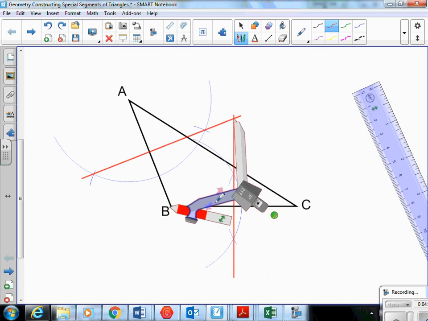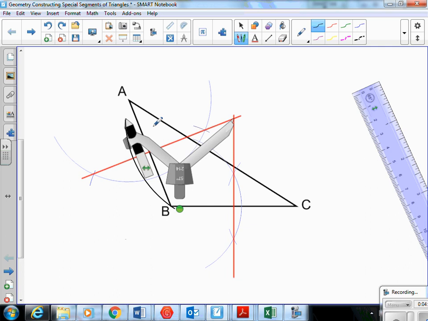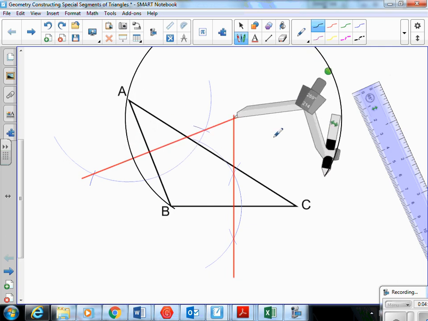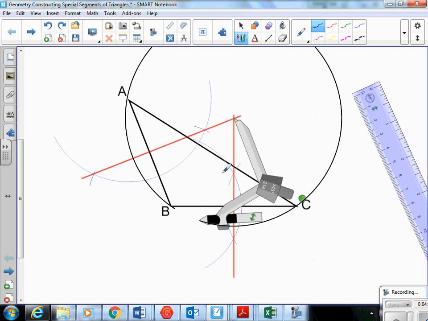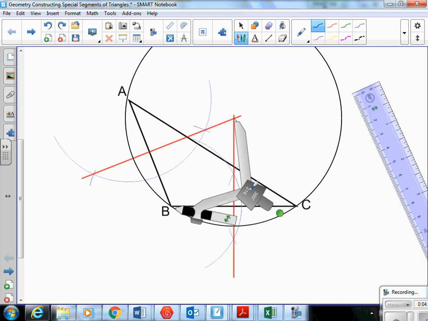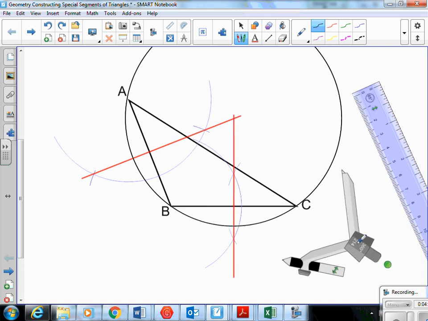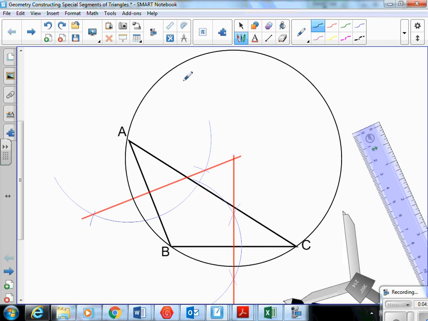then that distance should be the same distance to that vertex as it is to the other two, and that should allow us to draw a circle that hits all three vertices, or comes pretty close. It kind of tells us how accurately we did it. And there I hit all three of them almost perfectly, so my circumcenter must be really close to the right spot. So that's the circumcenter and the circumscribed circle.